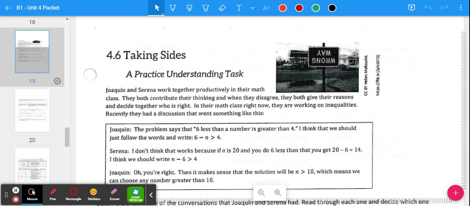Okay, this is 4.6 Taking Sides. Joaquin and Serena work together productively in their math class. They both contribute their thinking, and when they disagree, they both give their reasons and decide together who is right. In their math class right now, they are working on inequalities. Recently, they had a discussion that went something like this.